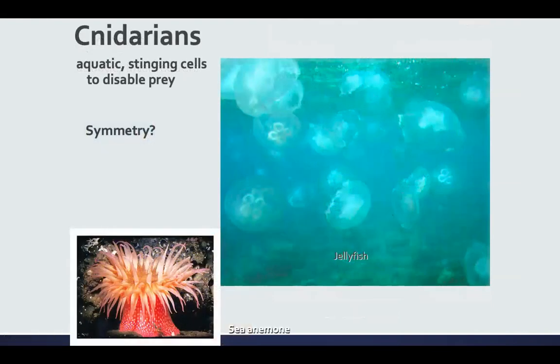Cnidarians are aquatic stinging cells to disable a prey, like jellyfish. You can see here the symmetry shown here is radial symmetry, so kind of traveling out. If you look at it from the top, it would be a radial symmetrical animal.